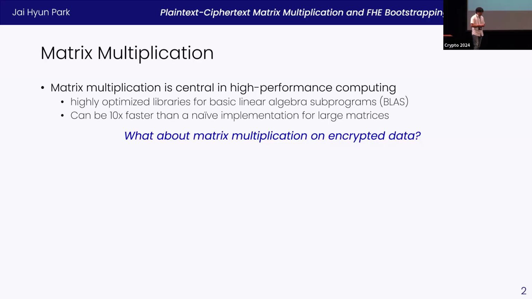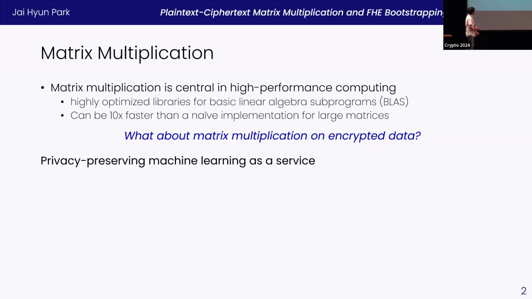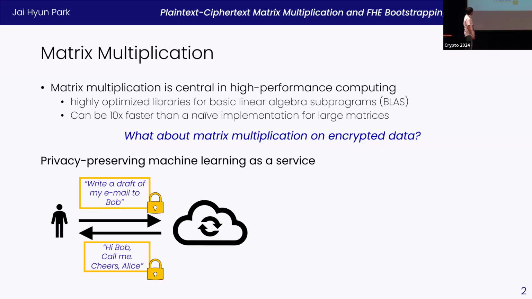Our question was, okay, we have fast libraries for clear matrix multiplication, but what about matrix multiplication over encrypted data? This is interesting if we think of privacy preserving machine learning scenarios. This is a typical example of privacy preserving machine learning based on homomorphic encryption. A client sends an encrypted query to a server, and the server evaluates the machine learning model over the encrypted query and sends the encrypted result back to the client. To do this, the client and server should be able to evaluate the machine learning model over encrypted data.